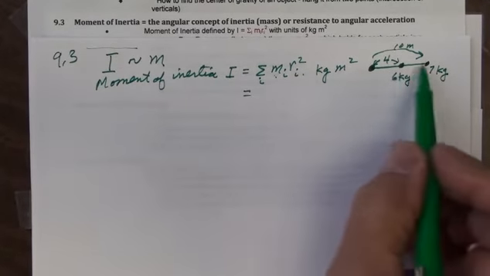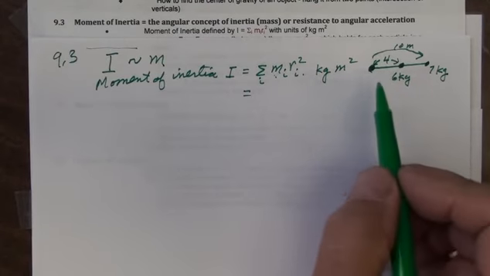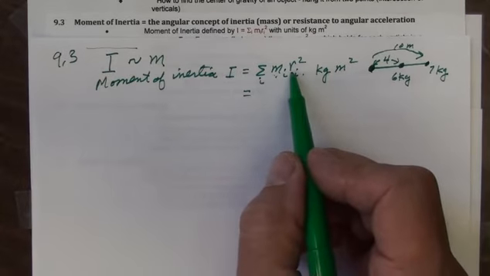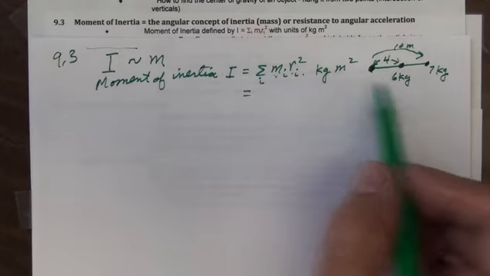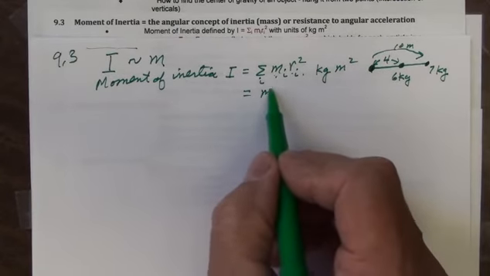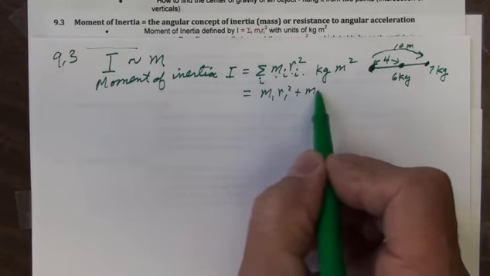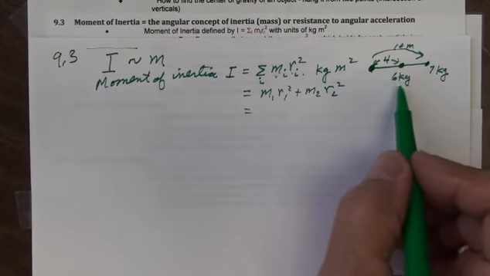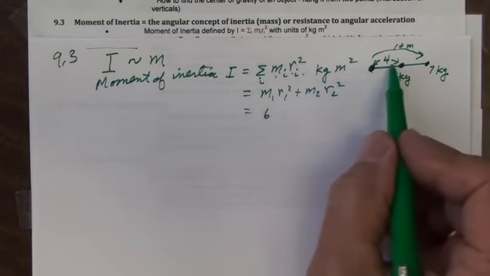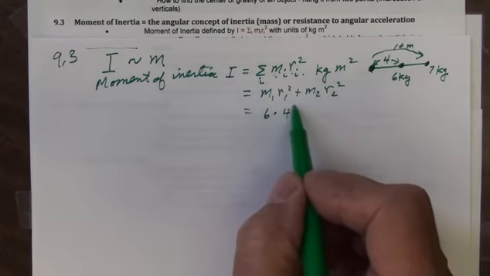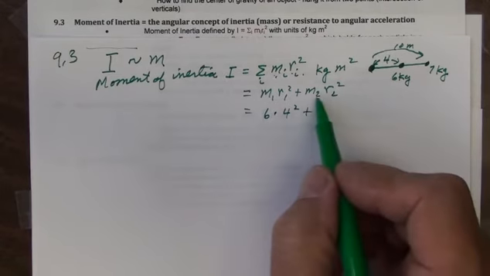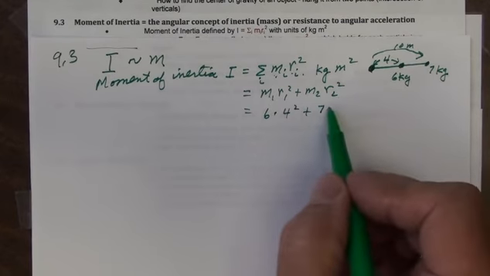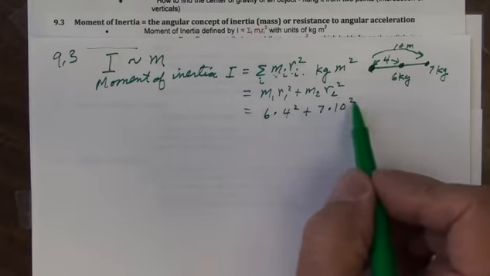Well, the moment of inertia of this system, about this axis, remember it always has to be computed about an axis, is going to be the first mass times the square of the radius plus the second mass times the square of the radius. So it would be m1 r1 squared plus m2 r2 squared. The m1 is going to be 6 times 4 squared, plus the second mass, 7, times the square of that radius, which is 10 squared.